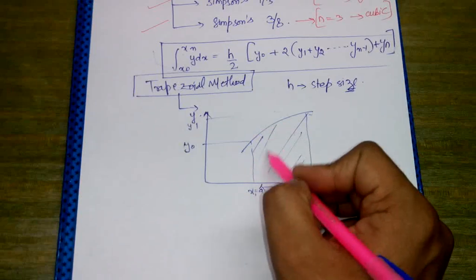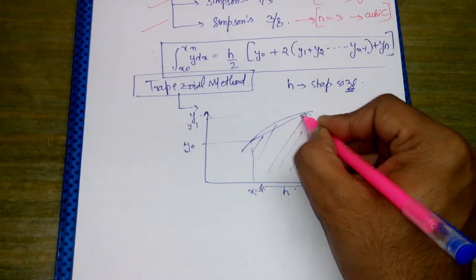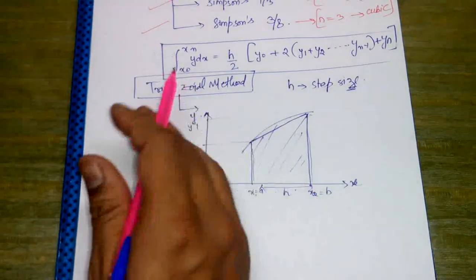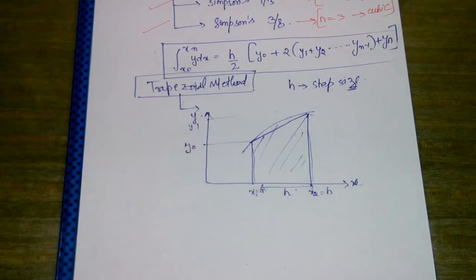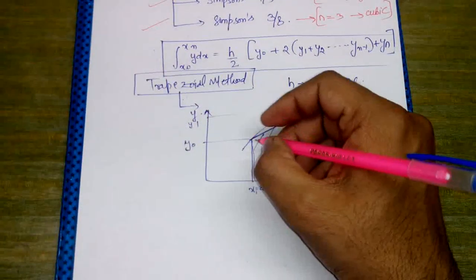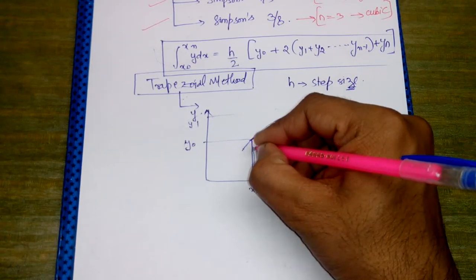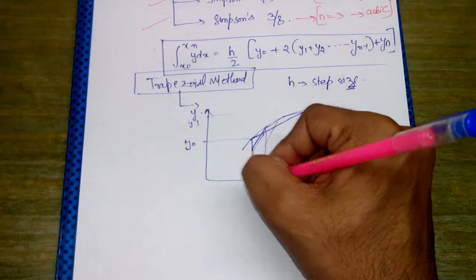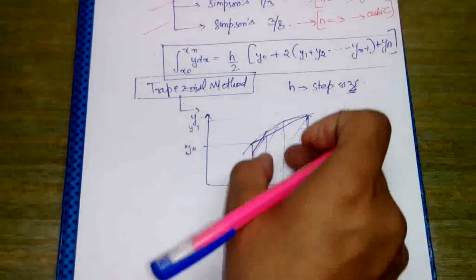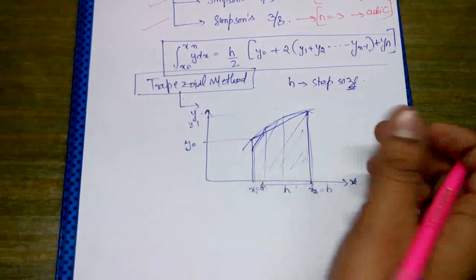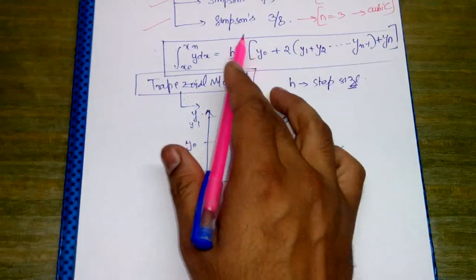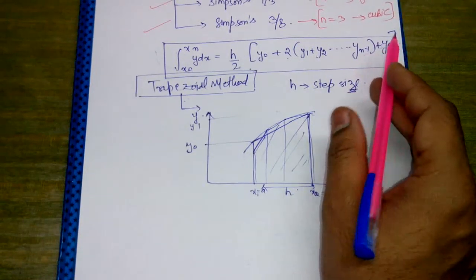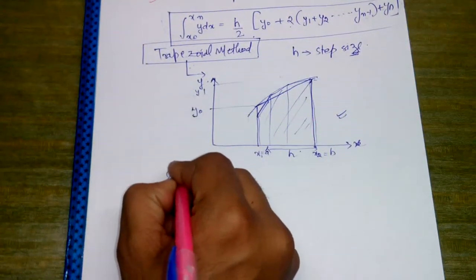So we are evaluating this area by approximating it to be a straight line. So we get the area under the trapezium, and hence it is called the trapezoidal method. We take very small portions like this, and evaluate the areas of these individual small trapeziums, and hence the total area will be evaluated: h by 2, 2 times (y1 plus y2 up till y of n minus 1) plus y of n.